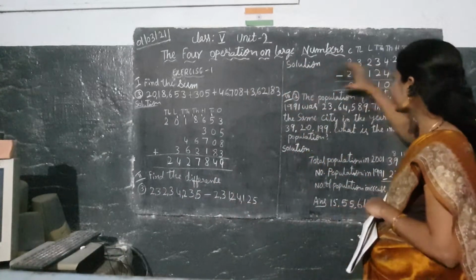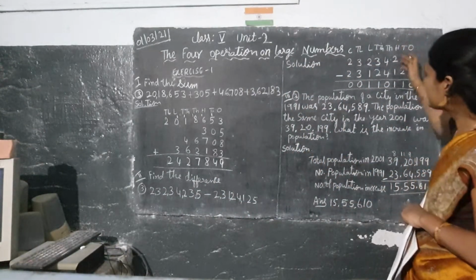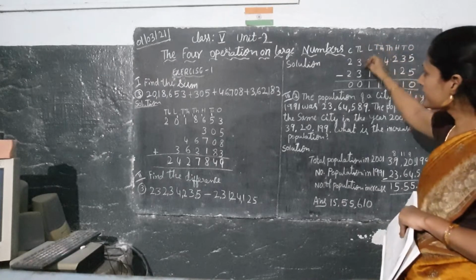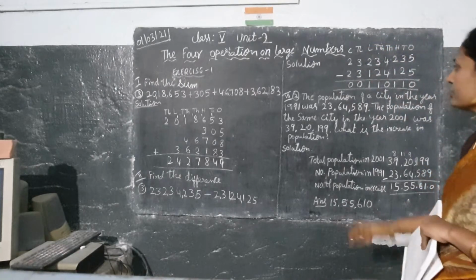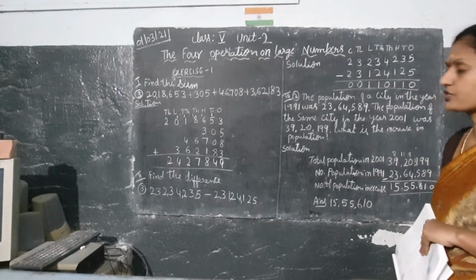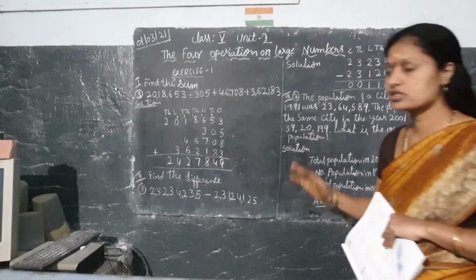Now we have to arrange properly. Ones place, tens place, 100,000 place, 10,000 place, lakh place, 10 lakh place, and crore place. All the digits we have to arrange, children. Arrange, and we have to do the subtraction. Subtraction, take out the numbers.